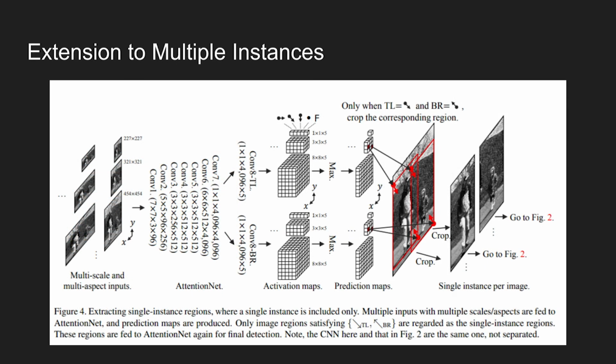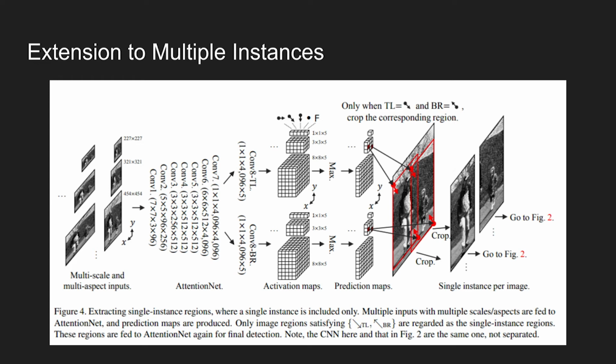The architecture shown earlier shows how the network finds only a single instance in an image, but at many times multiple objects should be found. And this figure shows how AttentionNet handles multiple instances. To find multiple instances, no modification is made in the architecture. It uses the same AttentionNet to make single instance region proposal. Only difference is that the multi-scaled images are fed into the network.